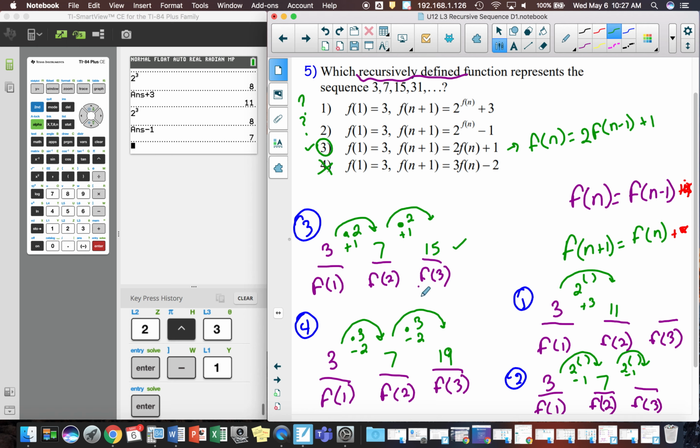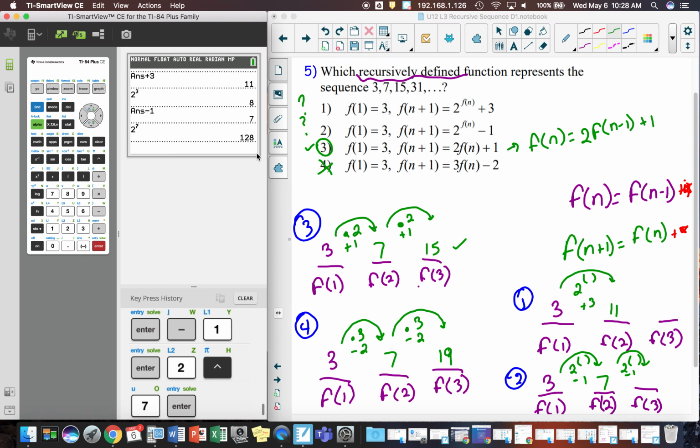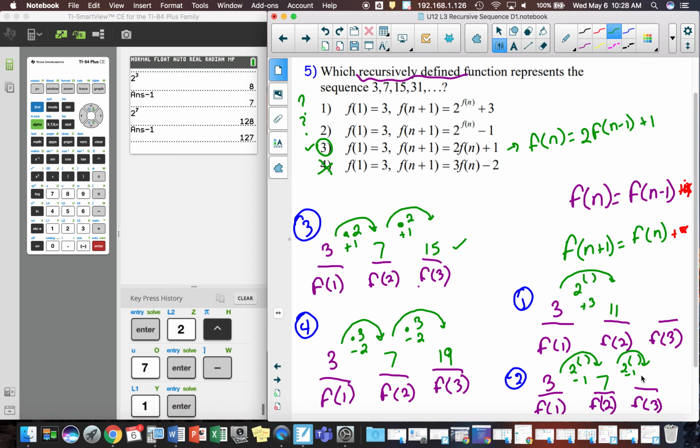But here's where it gets crazy. I take 2 and raise that to the previous power. So 2 raised to the 7th power. We get 128 right away. We know what's wrong. But let's just continue. Minus 1 is 127. They did not want 127. That's way too high. They were looking for 31. So I know that these two are also out. It's answer choice 3.